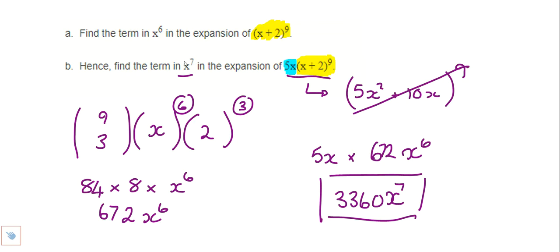Now we are looking for the x to the power of 7 term, right? So if we're looking for x to the power of 7, we need the term in (x + 2) to the power of 9 that when I multiply by 5x, I get x to the power of 7. And it just so happens that x to the power of 6 times another x gives me the x to the power of 7 that I want. Yeah? Alright.